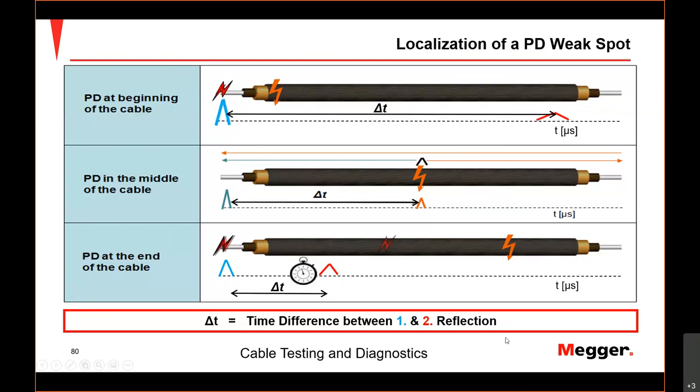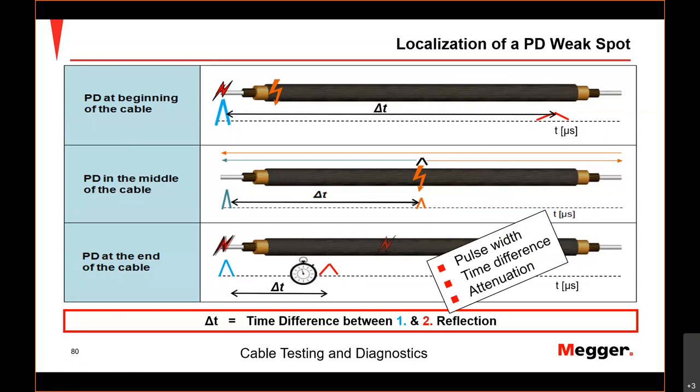And we're not only seeing near end or far end, we're actually seeing the meters, how many meters the pulse has traveled. So that's the principle of how we locate that. We look at the pulse width, we look at the time difference between the two pulses, and we look at the attenuation. Are these two pulses on that attenuation curve that we expect from the calibration as a reference?